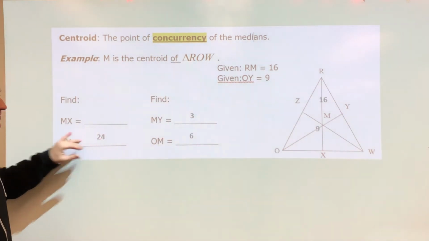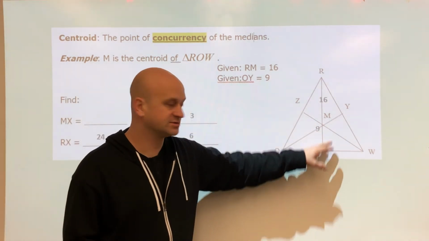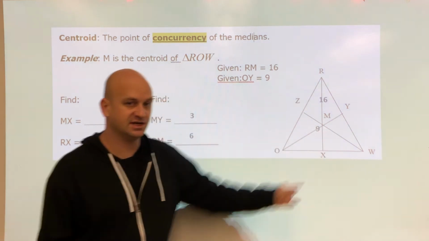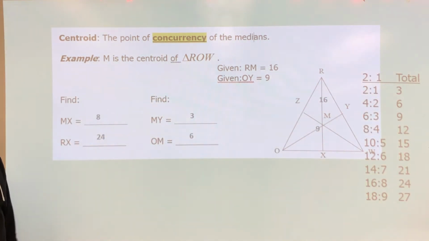Now over here, MX, right, is the short segment. So if 16 is given, this would have to be 8. And then the whole thing would be 24. Okay, and again, we have our relationships here.